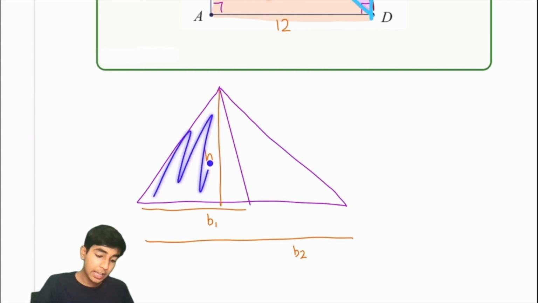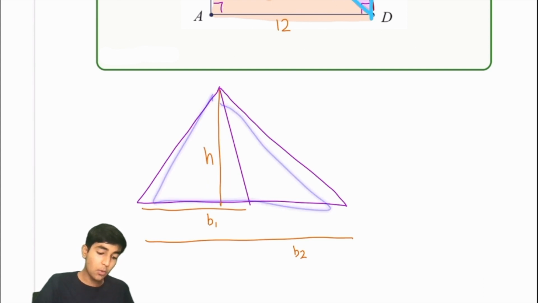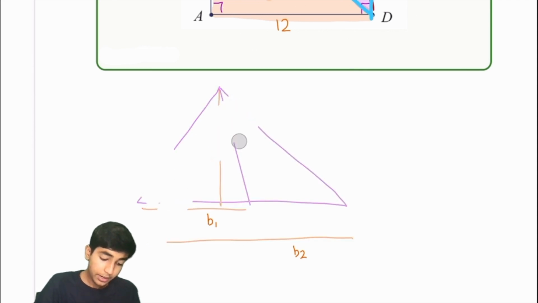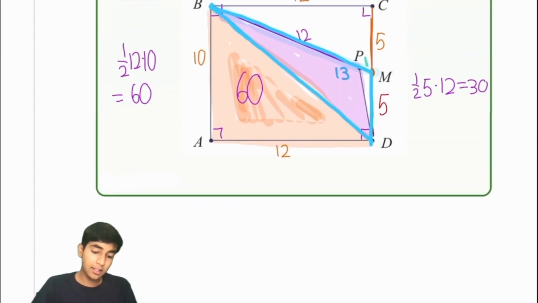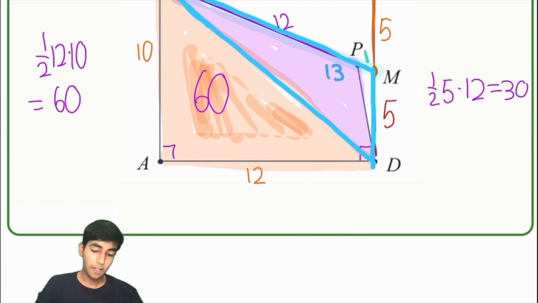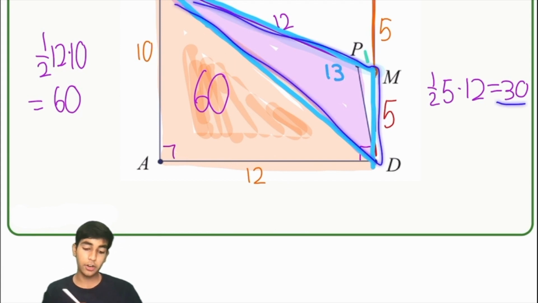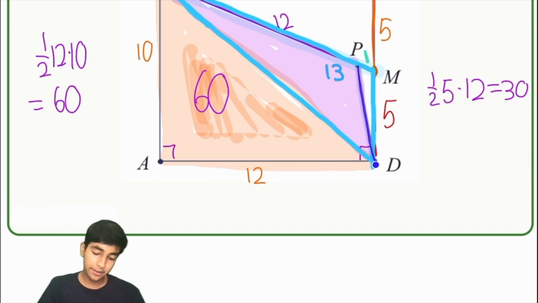The ratio of the areas, this area to that area, was just B1 to B2 because the height was the same. So that idea is very important. Let's see if we can use it here. The area of this thingy over here, we found to be 30. But we're trying to find the area of the purple part.